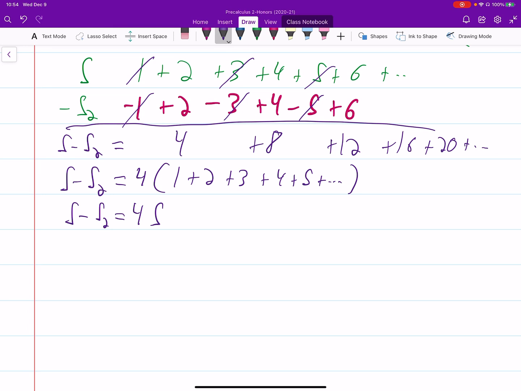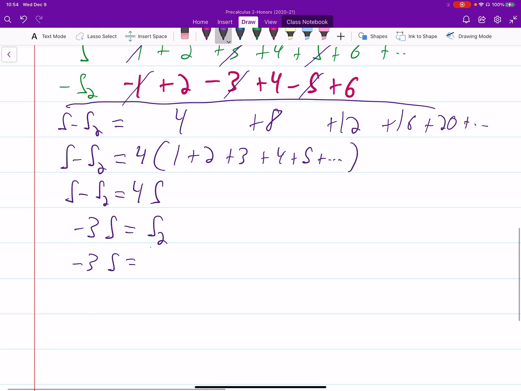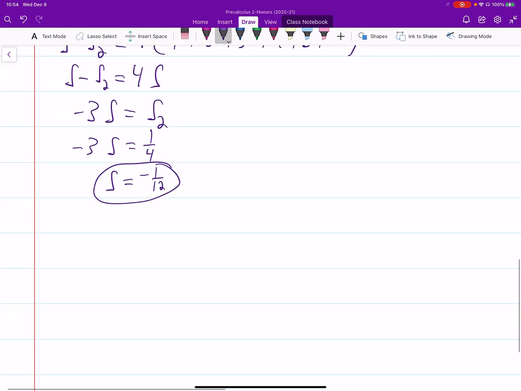Well, if I move things around, I would get -3S is equal to S2. But we said up above that S2 is equal to 1/4, which means that if I divide both sides by 3, S is equal to -1/12. And we know that S is just 1 plus 2 plus 3 plus 4 plus 5 plus 6, and so on. That is equal to negative 1/12.